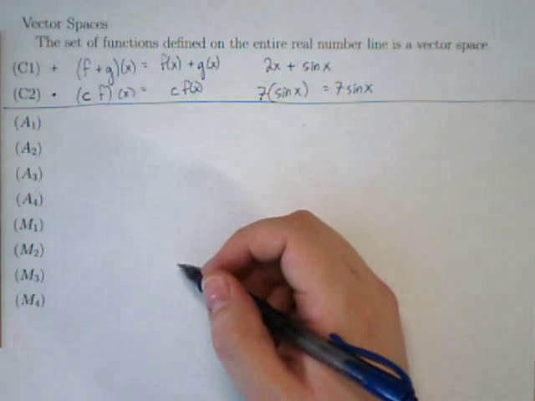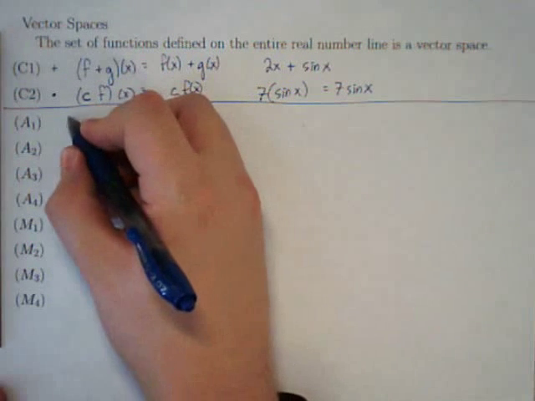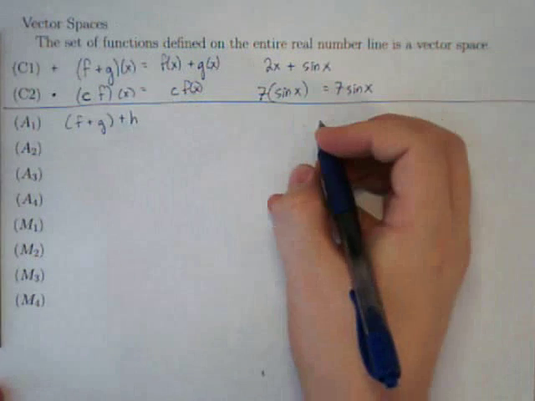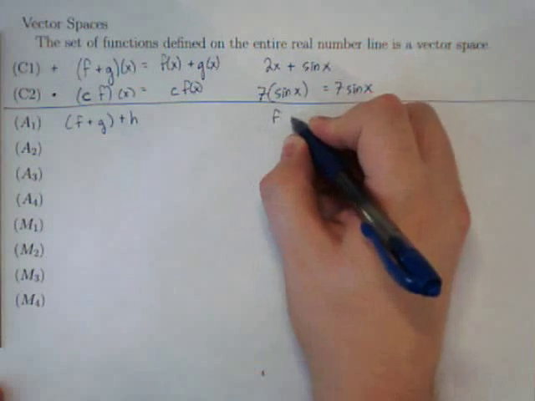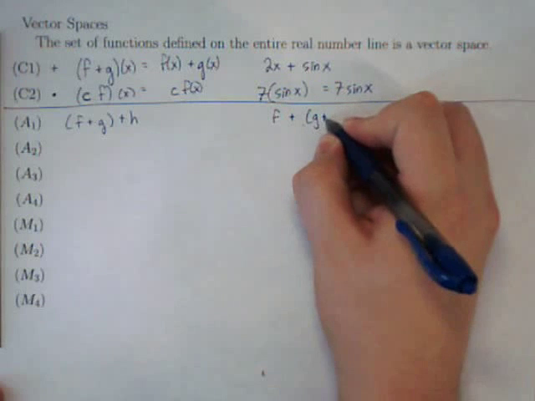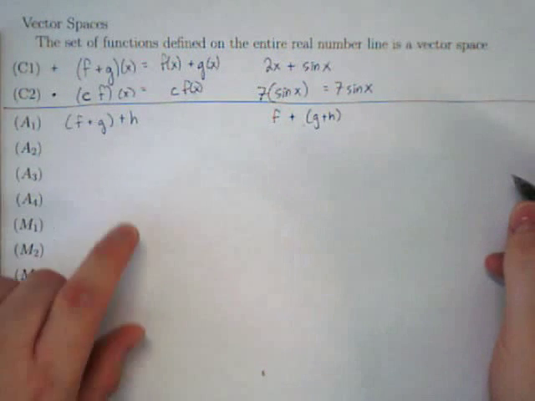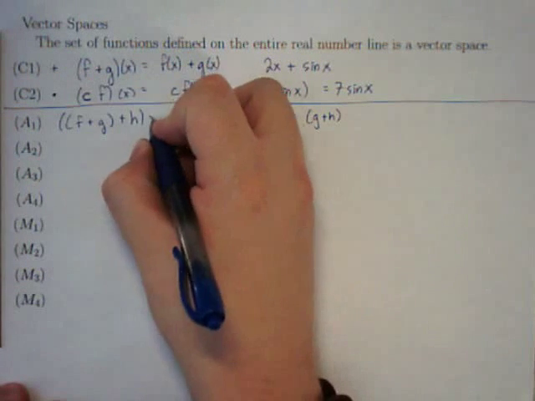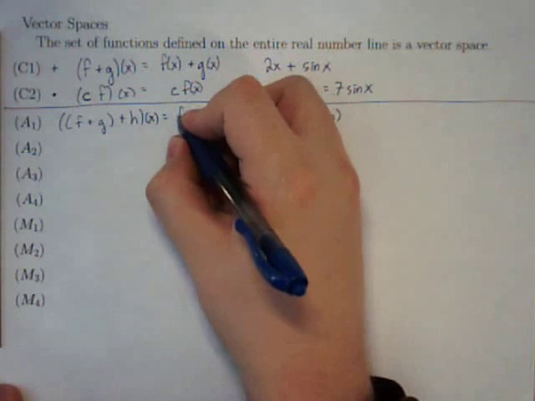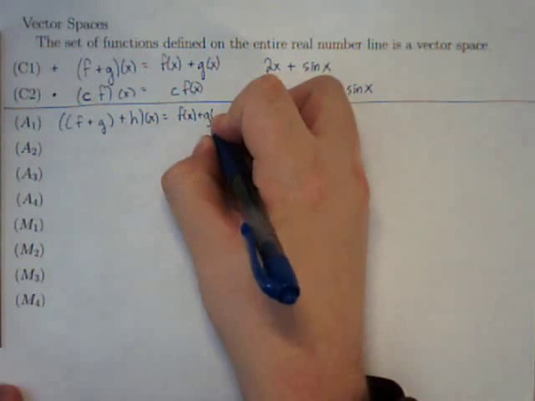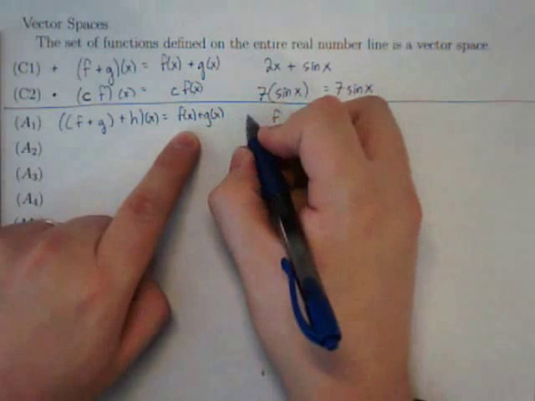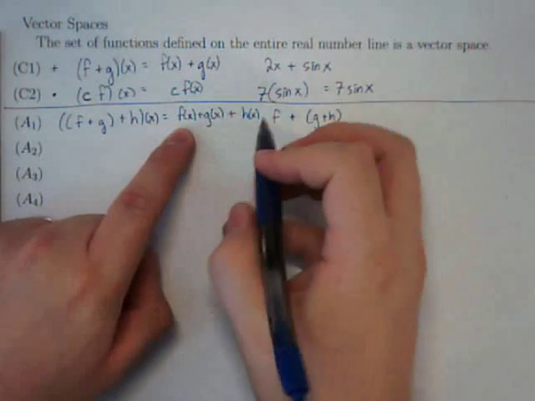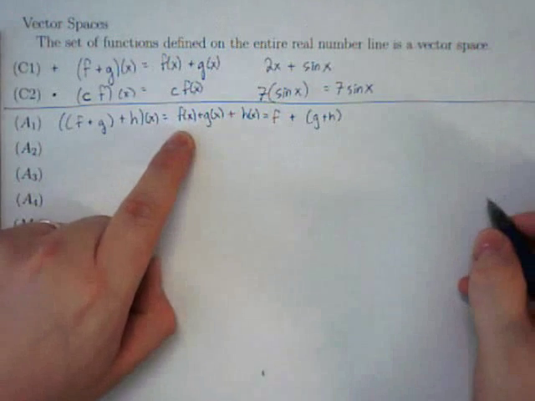So the first one, we need to show associativity. We need to show that if I take f plus g and add h to it, I get the same thing as if I do f and then add to it g plus h. Both of these are defined by what they do to x. So if I put x into each, that's just f of x plus g of x. These are 2 real numbers. h of x is also a real number, and we already know that it doesn't matter where you put parentheses when you add real numbers together.